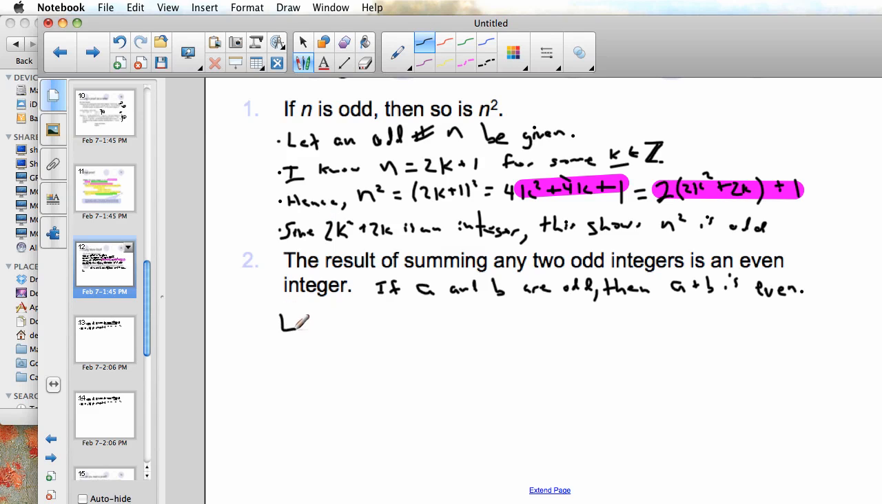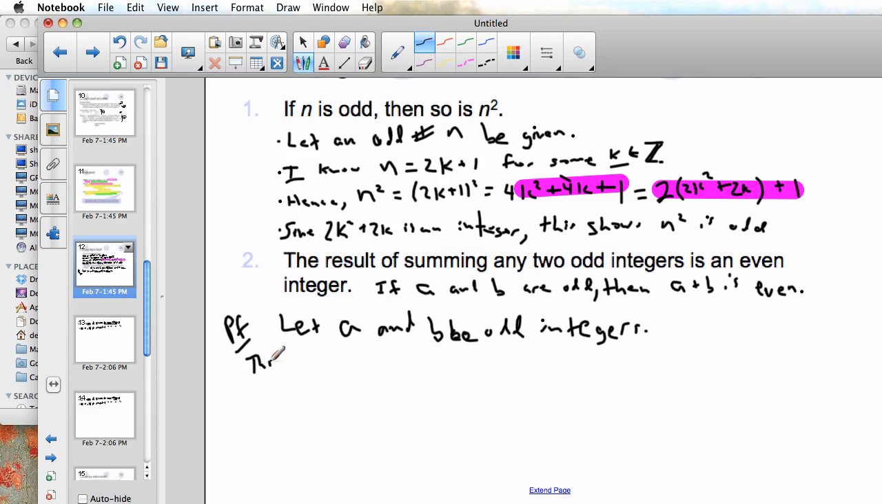So, proof. I'll write down where we're starting it. Let A and B be odd integers. So again, we're saying, give me an example satisfying the hypothesis. In this case, the hypothesis mentions 2 things, so an example satisfying the hypothesis will involve both an A and a B.